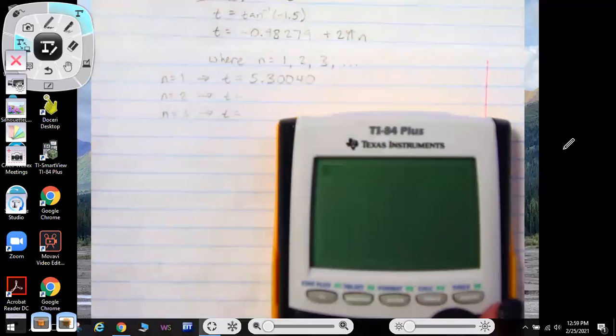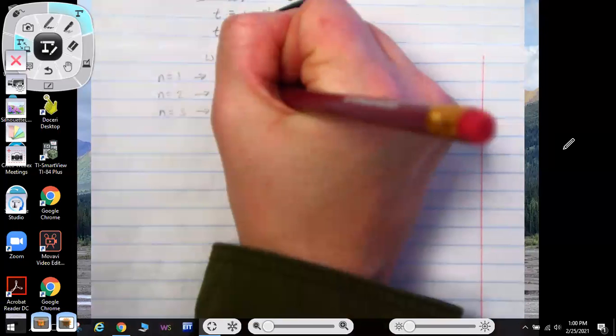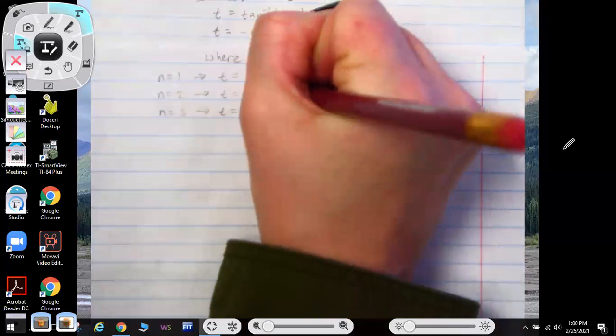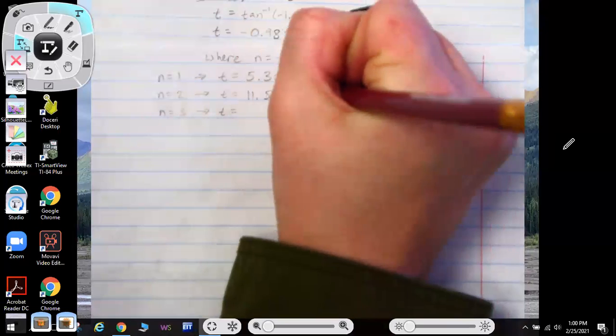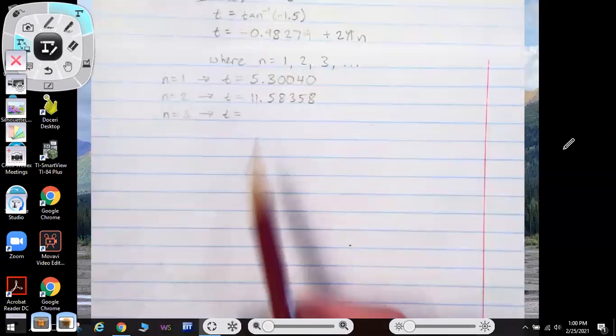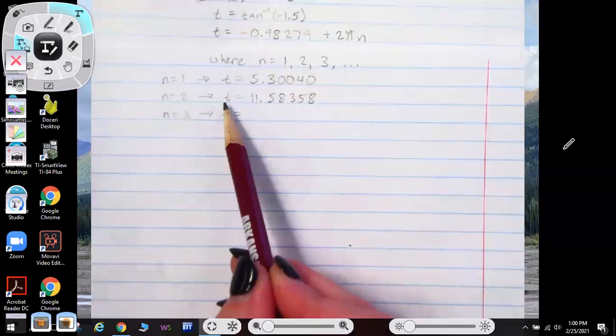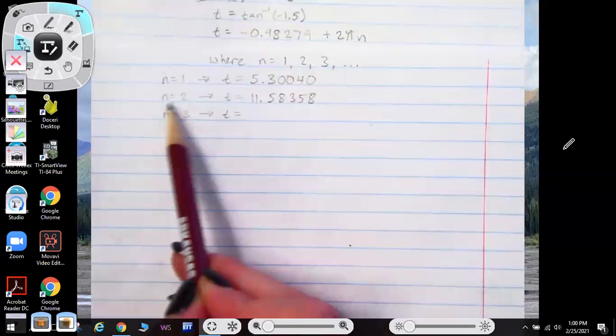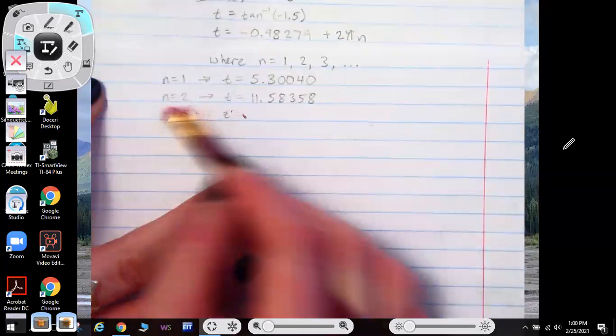Okay, if n is 2, we have negative 0.98279 plus 2 pi times 2, which is 4 pi. 11.58358. And that's already out of our range because we're looking just in the first 10 years, which means t is between 0 and 10. So I'm not going to go on and do n equals 3. That's going to be even more out of our range.